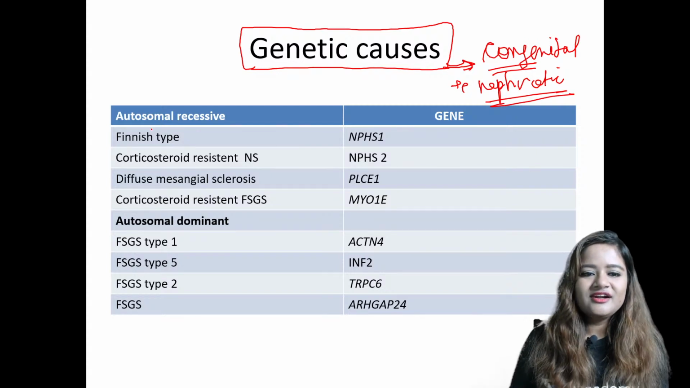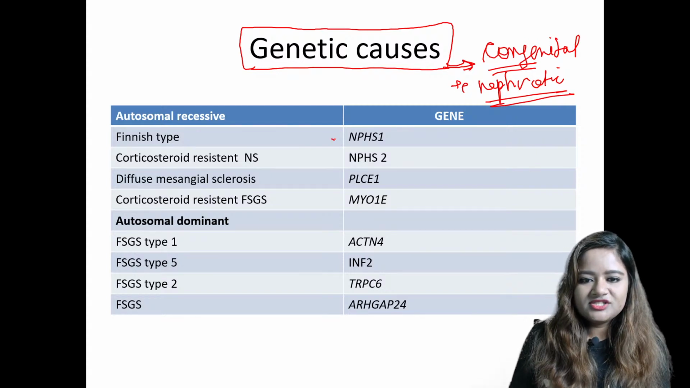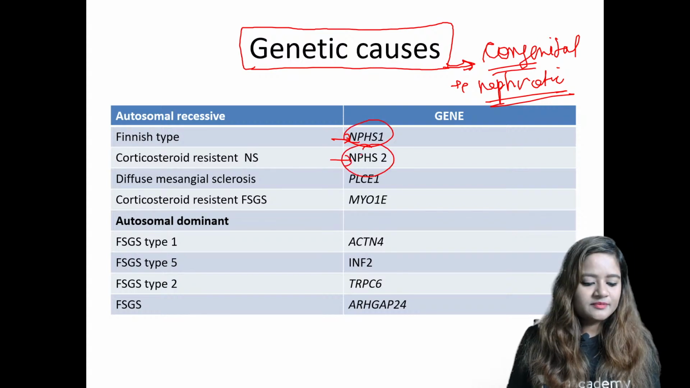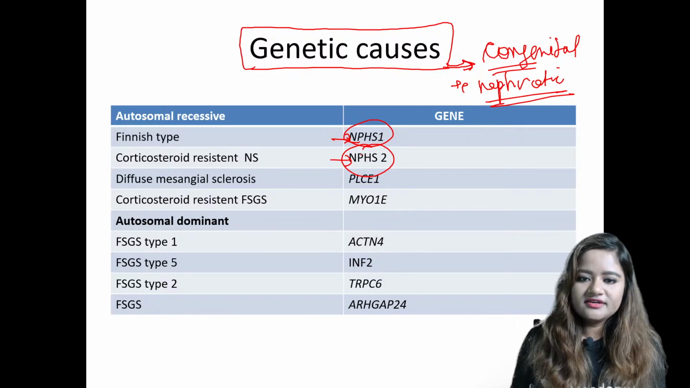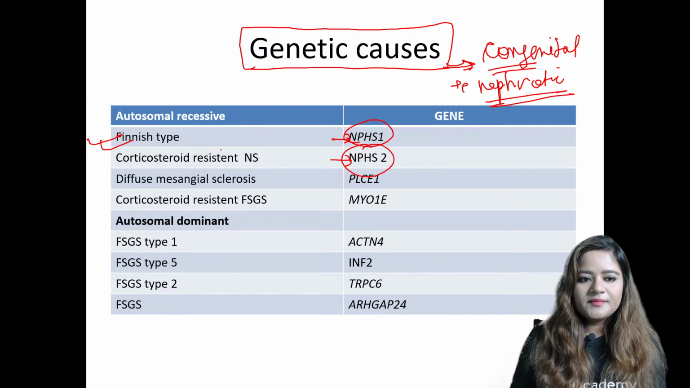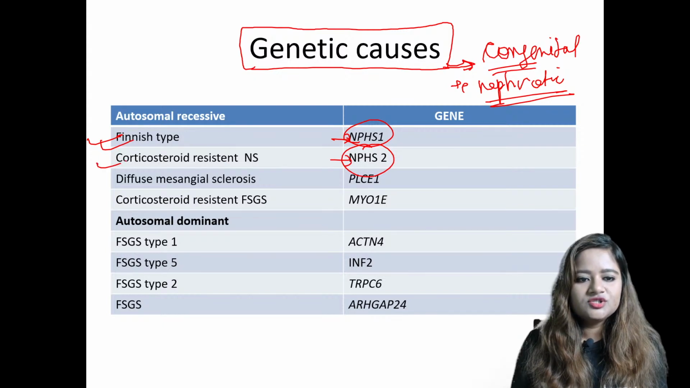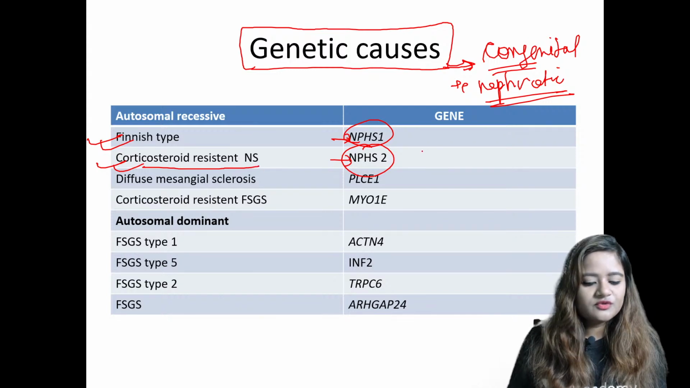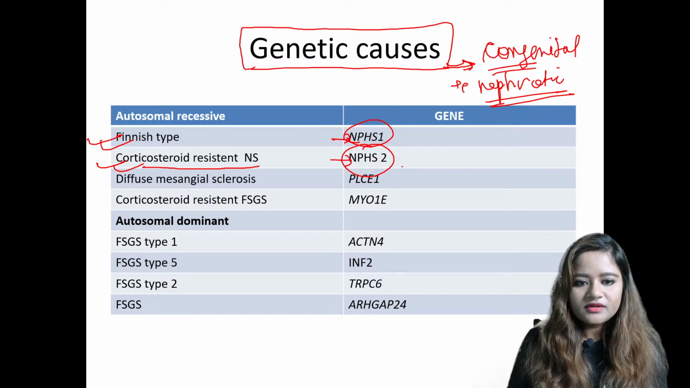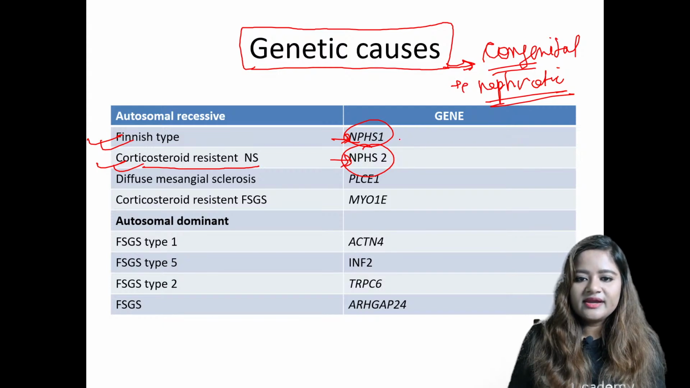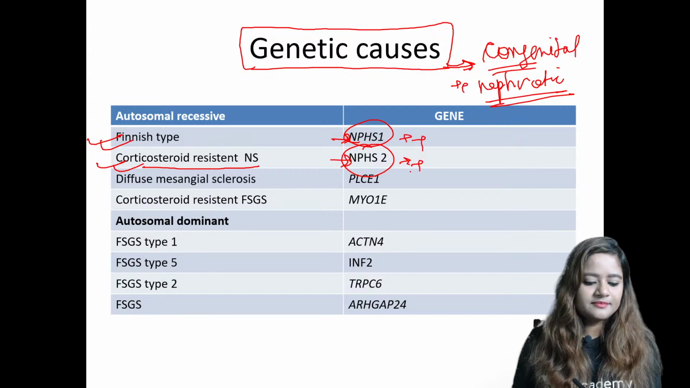It is there. And 2 things that you have to remember are the NPHS1 gene and the NPHS2 gene. These are the 2 important genetic mutations that occur in nephrotic syndrome. NPHS1 we call the Finnish type, and NPHS2 is your corticosteroid resistant nephrotic syndrome. It is caused because of the nephrin and podocin proteins which are responsible for this kind of disease. But most commonly you would be asked about the name of the gene, so you should be aware that there is NPHS1 and there is NPHS2.